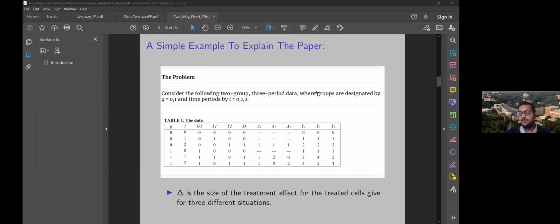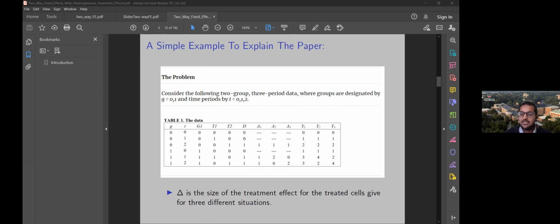So let's take a simple data structure where you have two groups. You have group 0 and you have group 1. And each group is observed in 3 time periods, 0, 1, and 2. So that's your structure of the data. Now, you have a group indicator, because there are only 2 groups, so you have only 1 group dummy that goes into the two-way fixed effects. And then you have the time indicators, 3 time periods, so 2 time indicators.